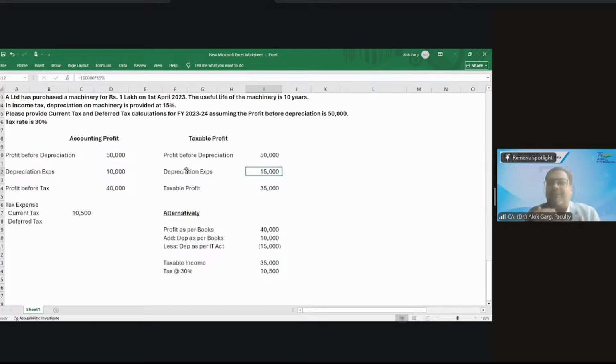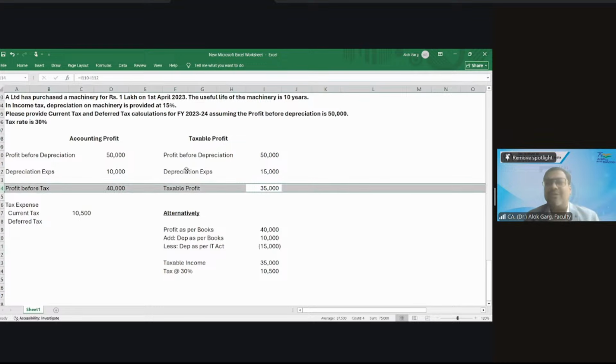It is clear now. If I am claiming higher expenses in income tax, my taxable income becomes lower than my accounting income. And it is visible also: my accounting profit is 40,000, but my tax profit is 35,000. It means I am paying less tax today. If I am paying less tax today, what will happen in future? I have to pay more tax. We get a tax liability. Yes, I have to pay more tax.